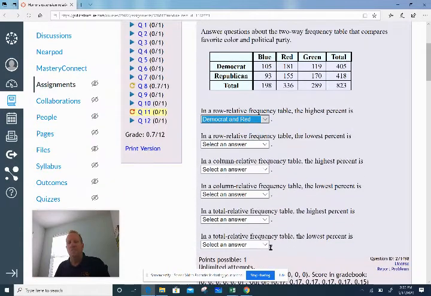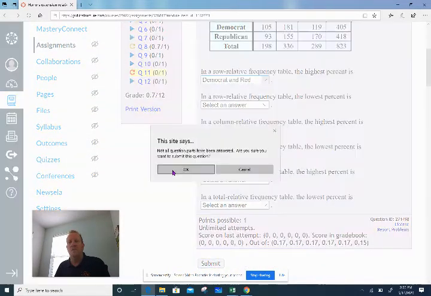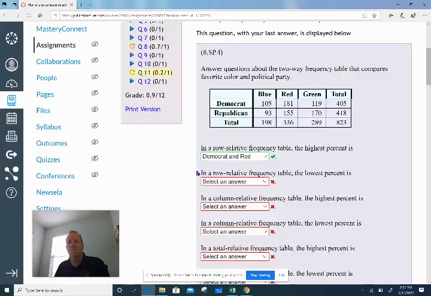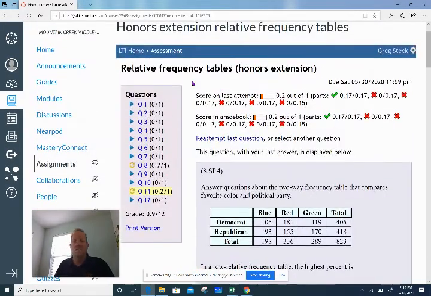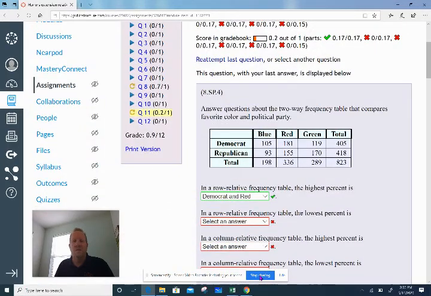Better be right this time, Mr. Steck. Otherwise, we're not going to be able to trust you. Boom, Democrat and red. You guys got this. Good luck. And you'll get this.